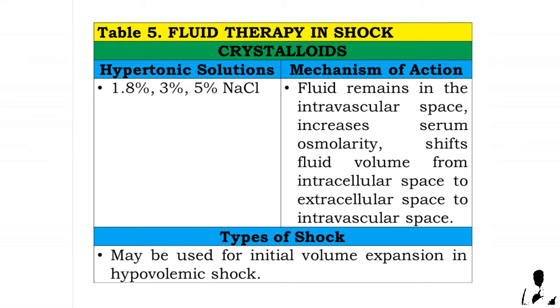Another example of crystalloids is hypertonic solutions such as 1.8%, 3%, 5% sodium chloride solutions. This fluid remains in the intravascular space, increases serum osmolarity, shifts fluid volume from intracellular space to extracellular space to intravascular space, and may be used for initial volume expansion in hypovolemic shock.